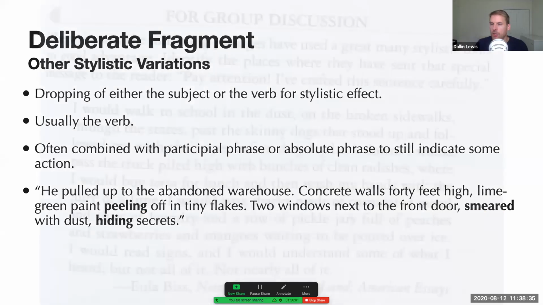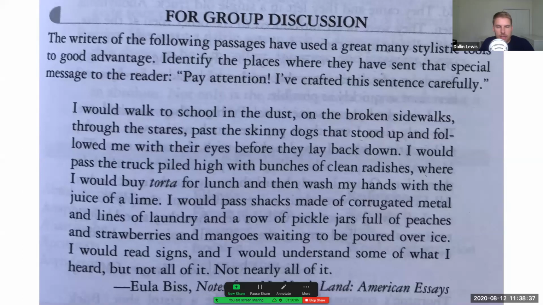All right. So what we'll be doing in class is looking at a few different passages and analyzing their stylistic devices. And to give you a sense about what we'll be doing, I'll be looking at this example from Eula Biss, Notes from No Man's Land, American Essays. So I'm going to read it, and then I'm going to talk about the different types of stylistic devices that I notice. And I might miss some, so let me know if I do.